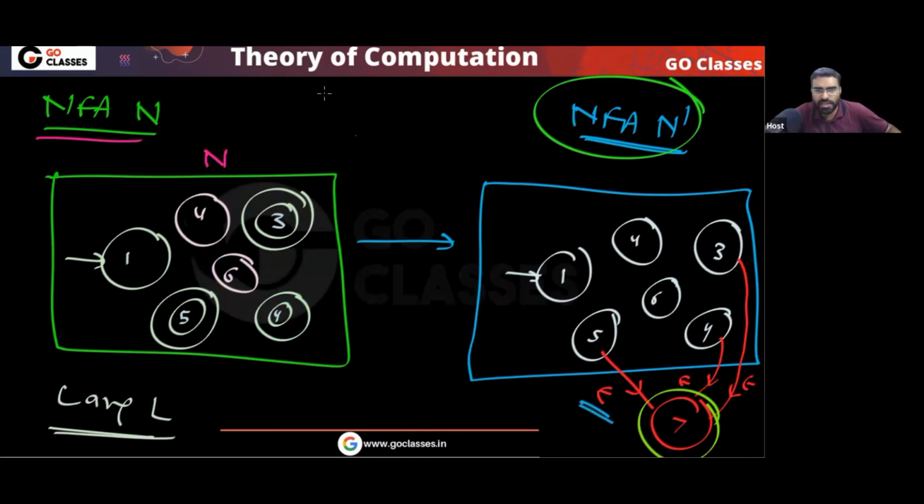This null move you can take after every string which is going to a final state. If some string is going to state number 4, then you can just make a null move and go to the final state, which is here. So remember, the language will not change. In this previous NFA, the language will not change.